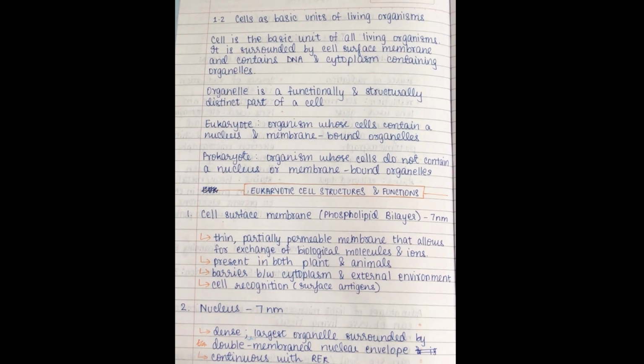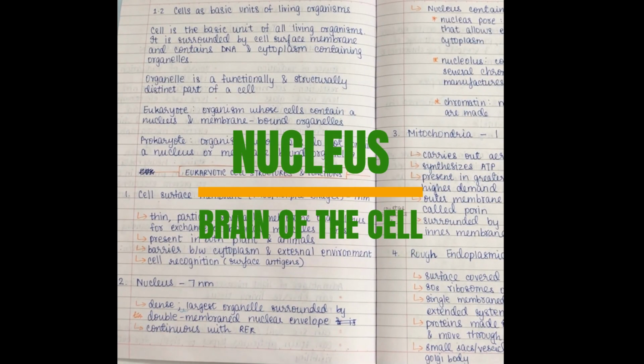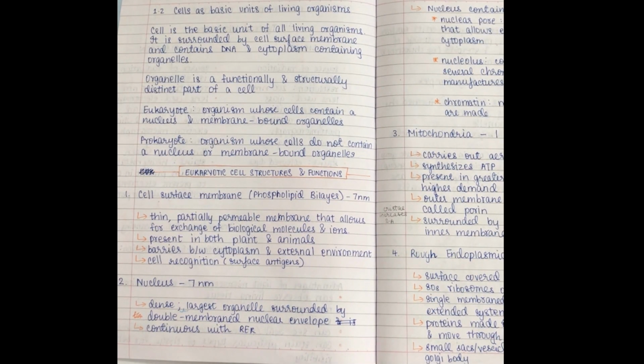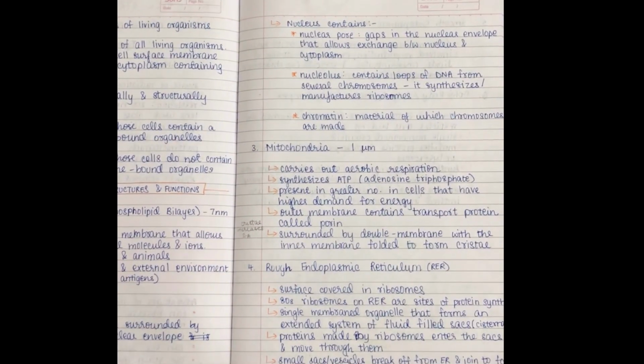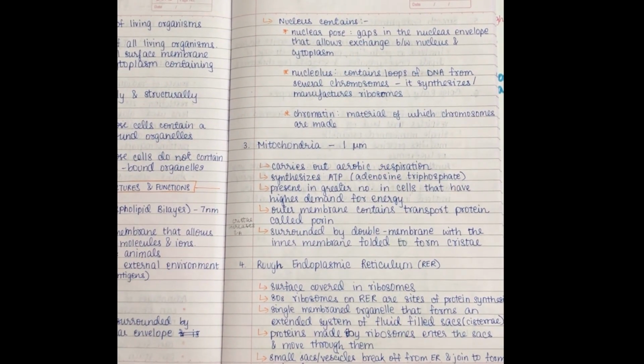Now, one thing you must remember about the cell membrane is that it's formed from a bilayer of phospholipids. And phospholipids is a topic we'll be covering in chapter 2 of A-level biology. The nucleus is present in all eukaryotic cells. It is relatively large and it's surrounded by a double membrane nuclear envelope. The nucleus is continuous with the rough endoplasmic reticulum. The nucleus contains nuclear pores, the nucleolus, as well as chromatin.